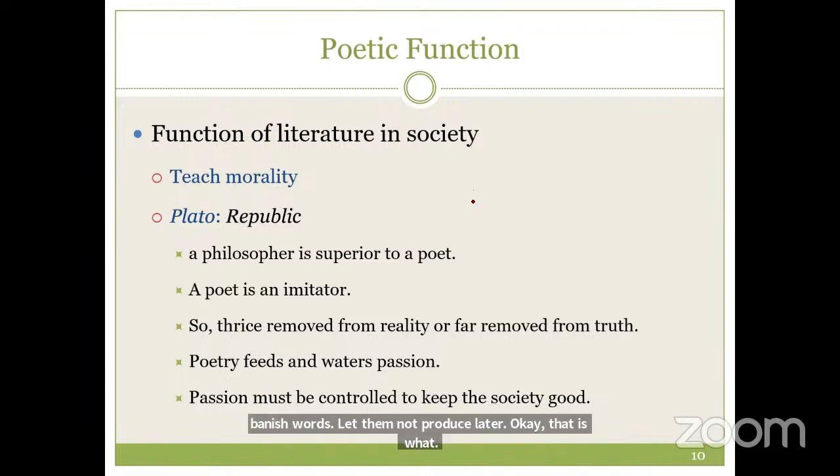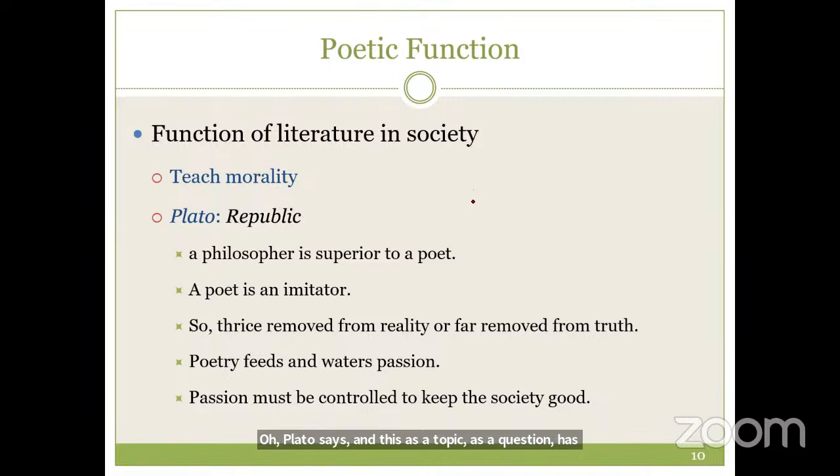And this as a topic, as a question, has come time and again in the examinations. Why Plato wanted poets or writers to be banished. So you can talk about these five different points to justify why Plato wanted to banish them. And all these things appear in his work, that is Republic. Republic is the work that is produced by Plato. You make mention of that. Okay.